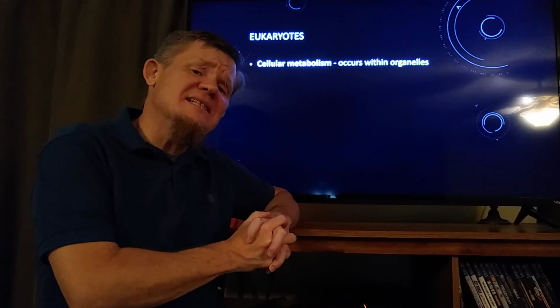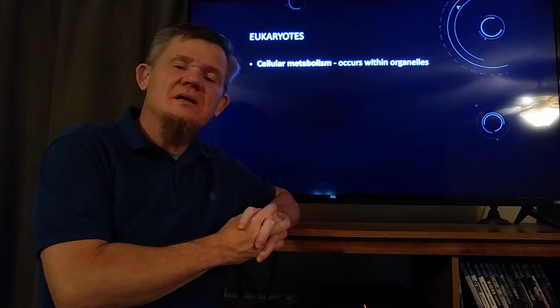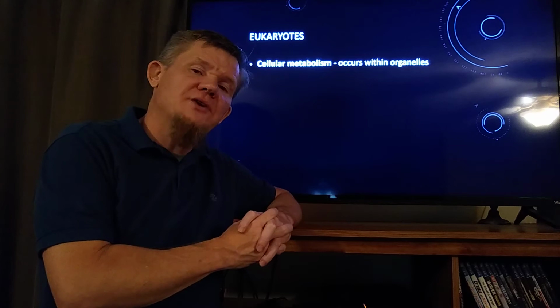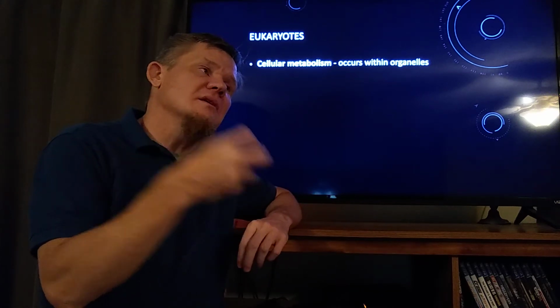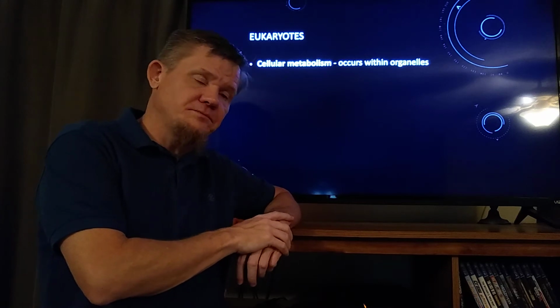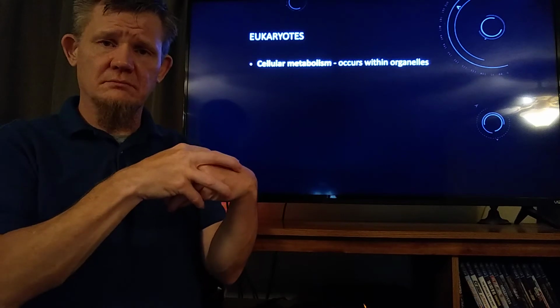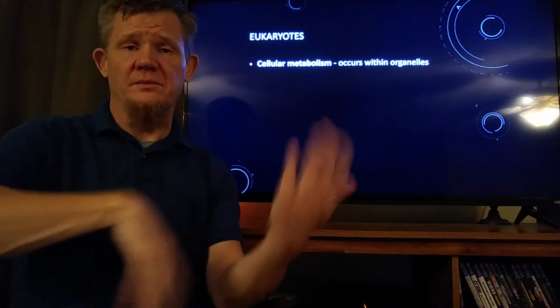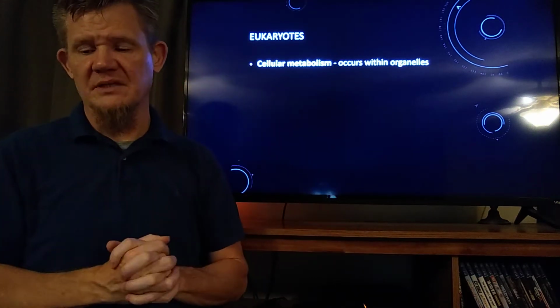Cells have to eat, and this is called metabolism. Metabolism is all of the chemical reactions that take place inside of a cell. And there are two basic chemical reactions. All reactions do one of two things. They either make something or they break something. And cellular metabolism is all of them together. All of the reactions that it takes to make you is cellular metabolism.